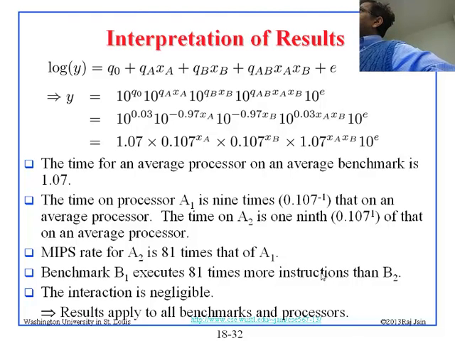Okay, with that, how do we say? We say that the time for an average processor on an average benchmark is 1.07. On processor A1 it is 9 times that of an average processor. On processor A2 it is 1/9 of an average processor. So the factor is 81 times. The two processors are different by a factor of 81. Benchmark B1 executes 81 times more instructions than B2, and the interaction is negligible.